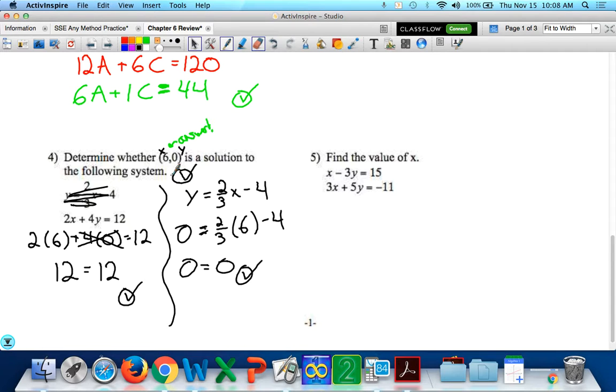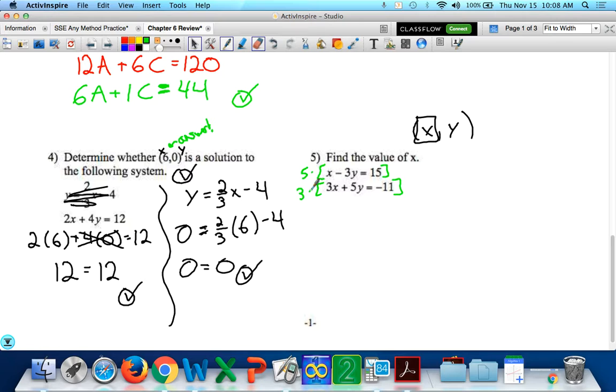Number 5 says find the X value. So every point, every solution has an XY value, and we just want this one here, okay? So the best way to do this is to actually eliminate the Y's first. That way it leaves us with just X's. But if you eliminate the X's instead, because that's easier to eliminate, that's going to still be fine. But I'm going to do it the shortest way by eliminating the Y's. To eliminate the Y's, I need to multiply by 5 there and by 3 there.